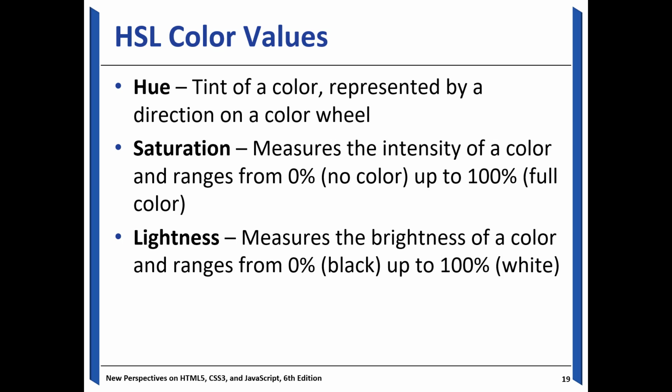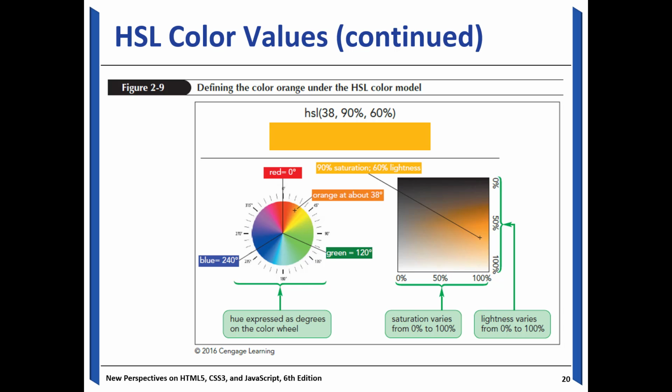Saturation measures the intensity of the chosen color and ranges from 0% up to 100%. Finally, lightness measures the brightness of the color and ranges from 0% up to 100%. This figure shows how setting the hue to 38 degrees, saturation to 90%, and the lightness to 60% result in a medium shade of orange.